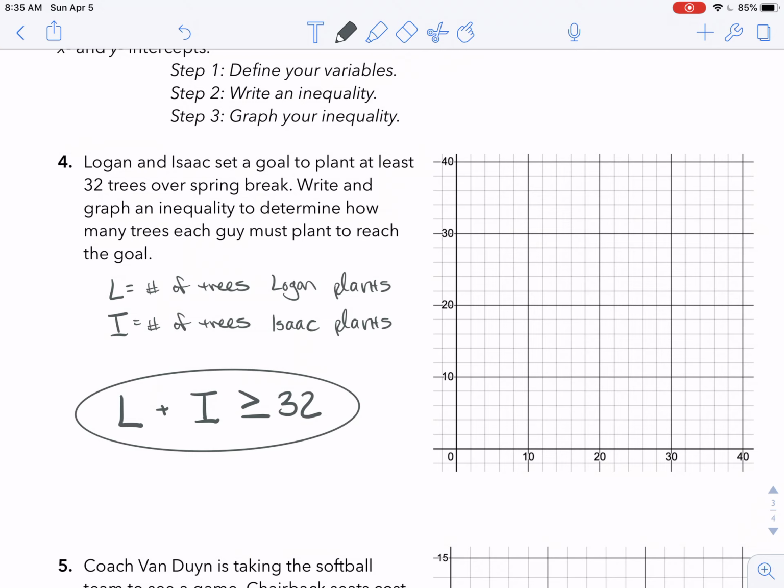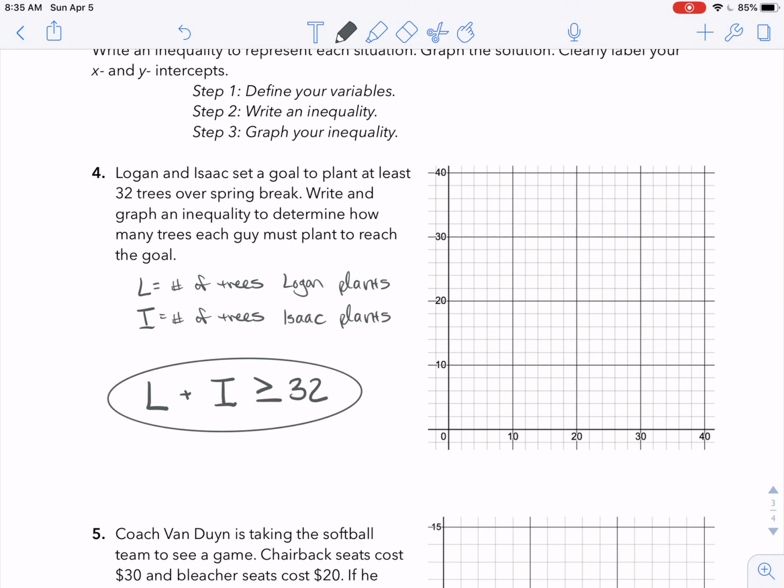We have another line in standard form. Oh, first let's decide where is Logan and where is Isaac. Let's put Logan on our x-axis, which is now our l-axis, and Isaac on our vertical axis. Okay, so to graph a line in standard form, we're going to graph our intercepts. So they will be here at 32 and here at 32 as well. Now that we've got our intercepts, is our line solid or dashed? Well, we've got a greater than or equal to. This is going to be a solid line.